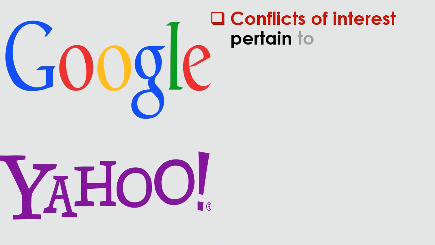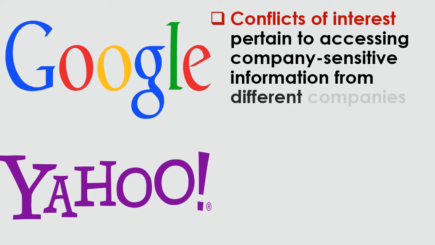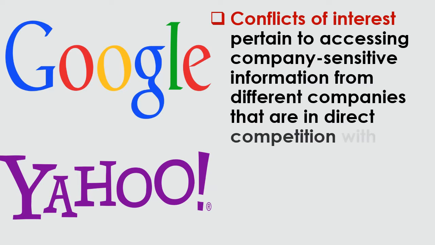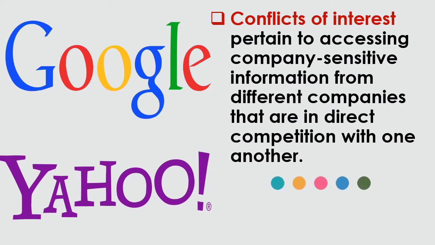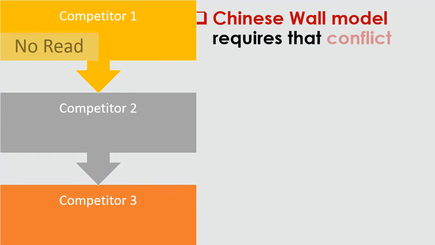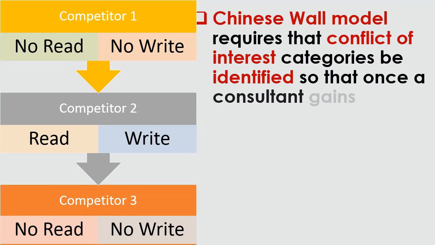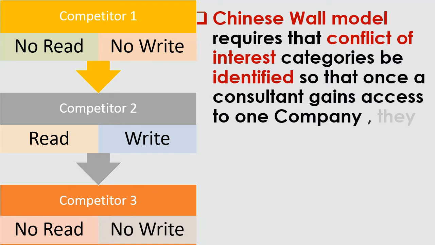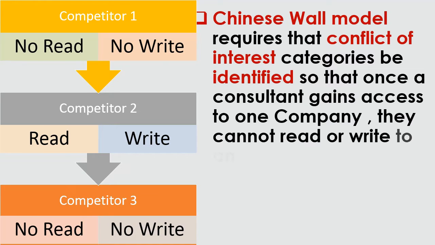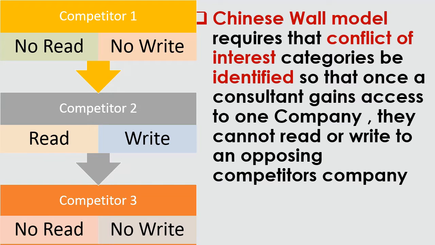Conflicts of interest pertain to accessing company-sensitive information from different companies that are in direct competition with one another. Chinese wall model requires that conflict of interest categories be identified so that once a consultant gains access to one company, they cannot read or write to an opposing competitor's company.